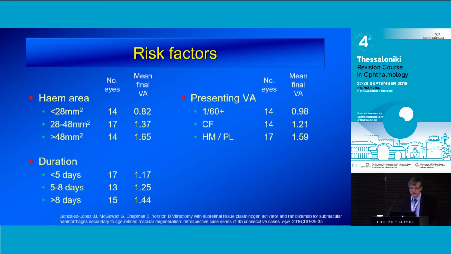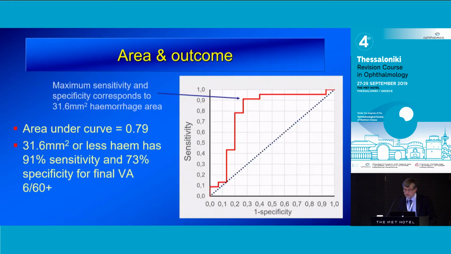The hemorrhage area, this is from data we produced from Glasgow. You see with increasing hemorrhage area, the mean visual acuity declines. The duration is important. Shorter duration, you get better mean visual acuity. And the presenting visual acuity is important as well. If you're down to hand motions or PL, that reflects profound damage to the macula, and it's harder to come back from that. The single most valuable predictive factor was the area of the hemorrhage.